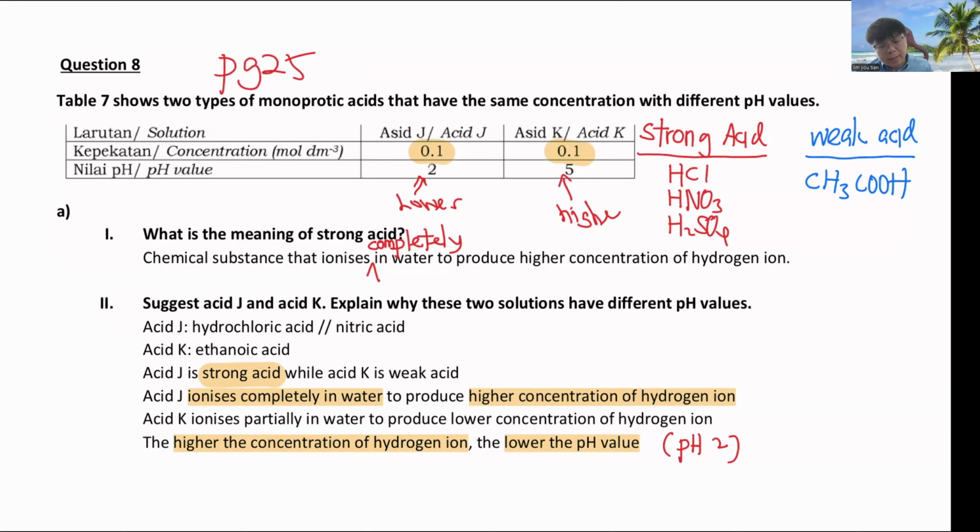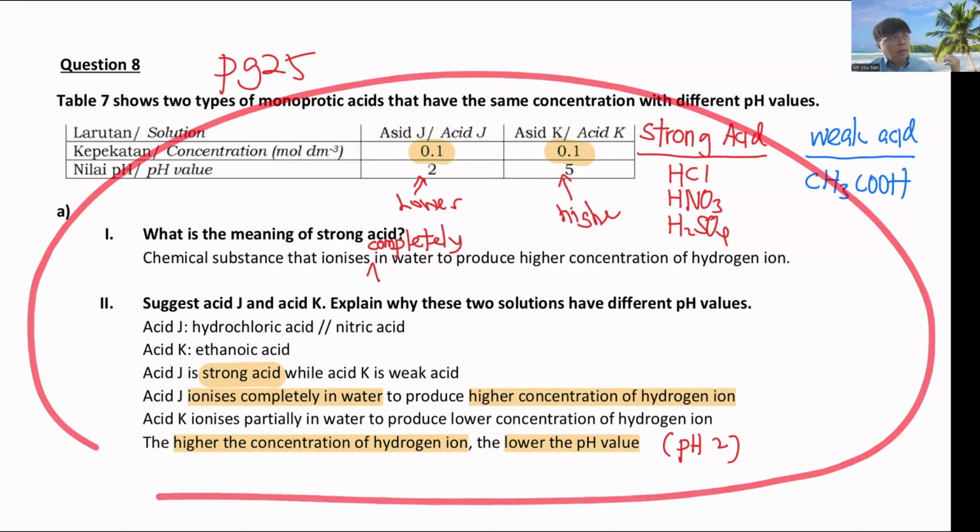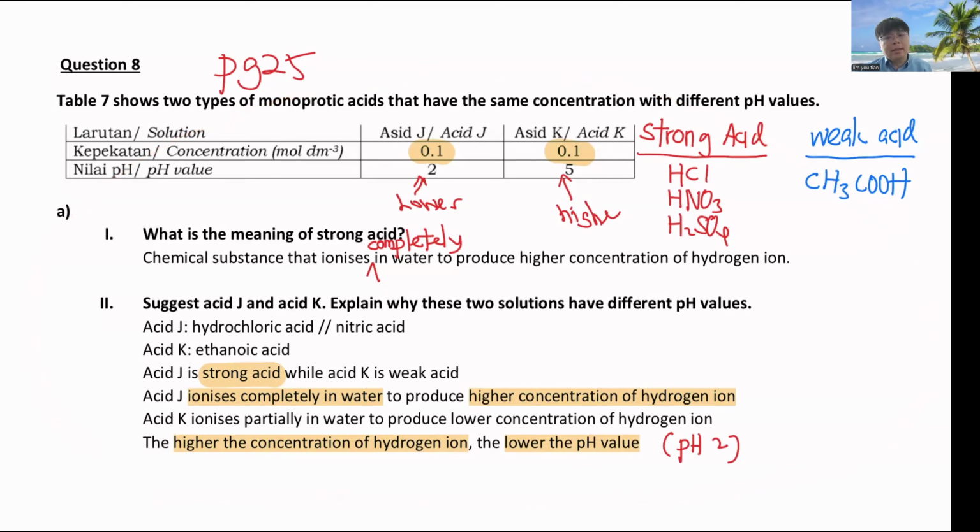They might come out with something like this: strong acid, weak acid. I just want you to score. You get 1 mark here, you get 6 marks here. But you need to give an example.